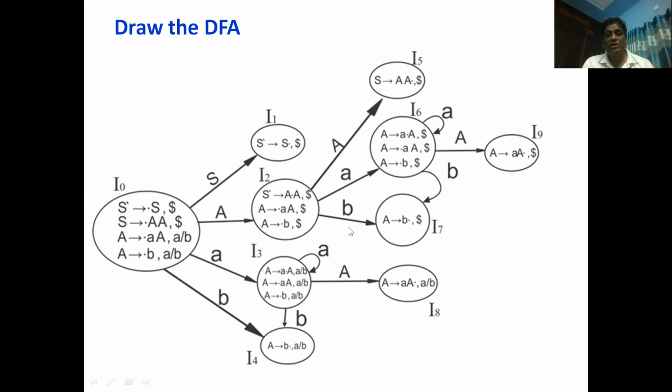There may be more than two states also in some cases. In this example, we identified only two states for merging, but sometimes you may have, let us say, I3, I6, maybe some I10 with the same set of productions with different lookahead symbols. Then merge all of them into a single state. That is the only difference between CLR parser and LALR parser, except that everything else is going to be same.